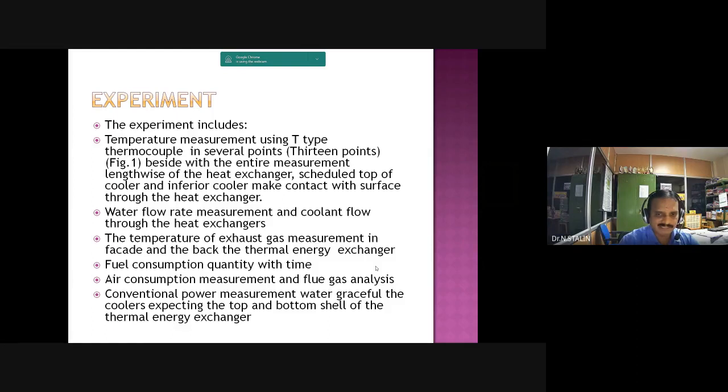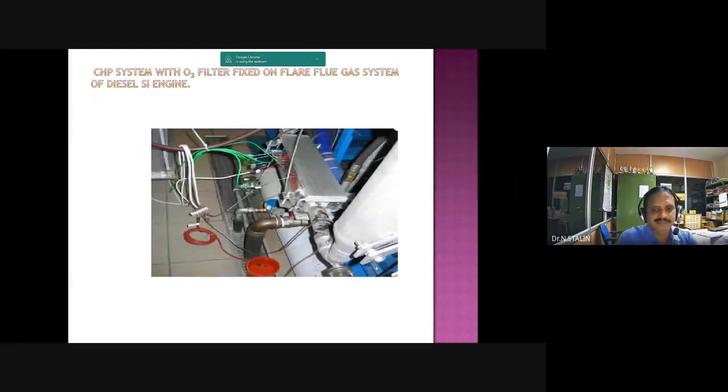The temperature of the exhaust gas is measured at the inlet and at the back of the thermal energy exchanger. Fuel consumption quantity with time, air consumption measurement, and flue gas analysis were also done in parallel. Power measurement and the temperatures of the top and bottom shell of the heat exchanger were also measured. So this is the simple system which we used.